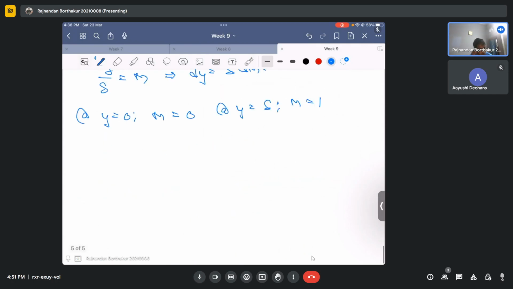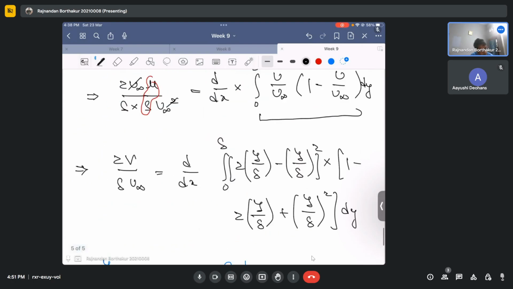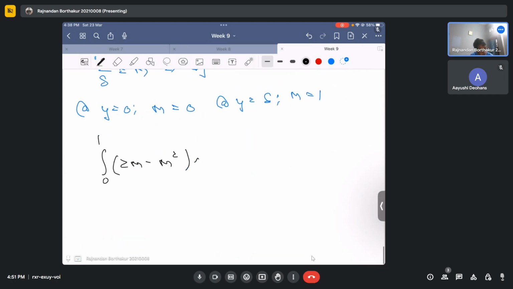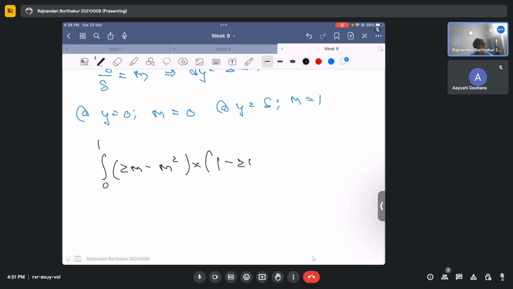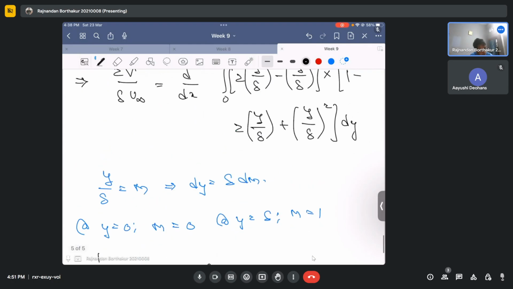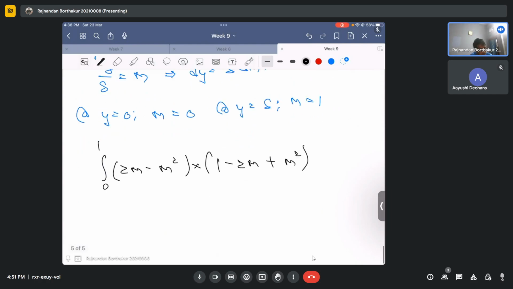It will just reduce to the integral from 0 to 1 of (2m minus m squared) ... and this would be 1 minus 2 times m plus m squared times dy, which is just delta times dm. We can remove the delta out of the integral because, as I have said, the delta doesn't have any variation along y. So all you need to do is just evaluate this.